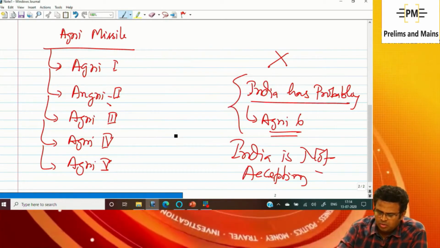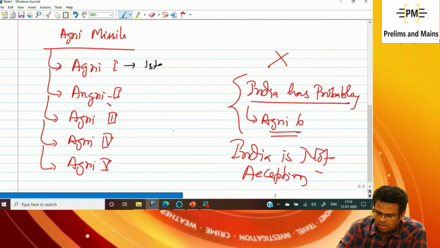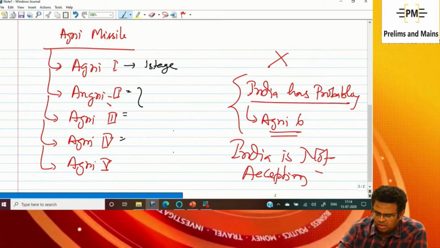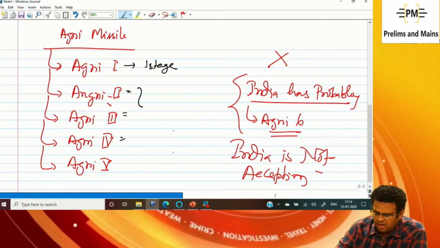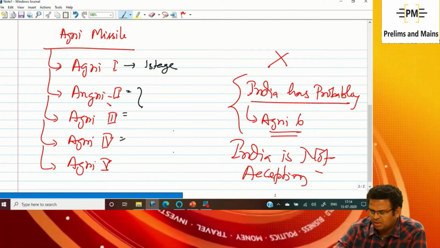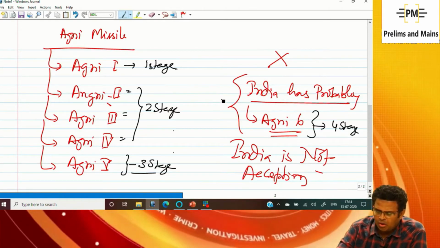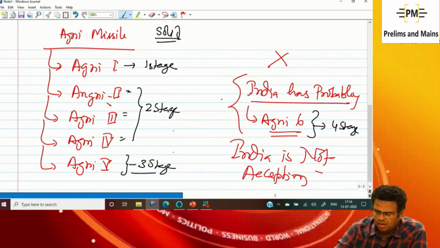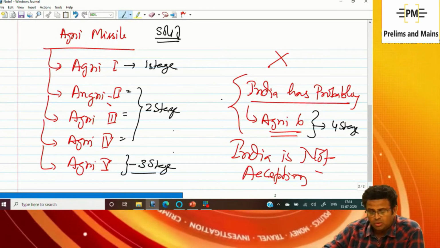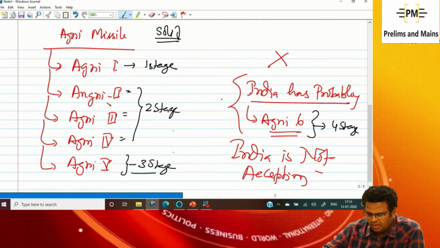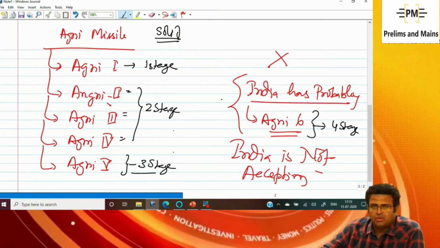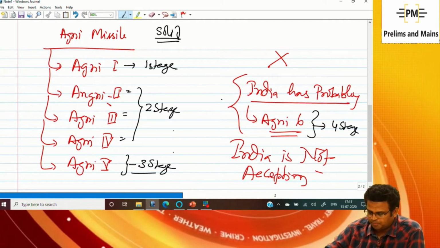Agni 1 has 1 stage. Agni 2, Agni 3, Agni 4 have 2 stages, Agni 5 has 3 stages, and Agni 6, which I will also do, would have 4 stages, I am not sure, and all are solid.